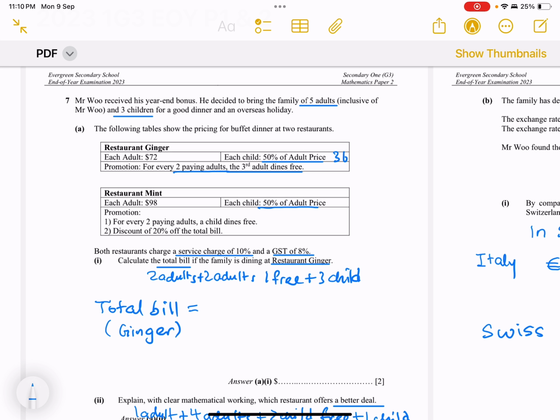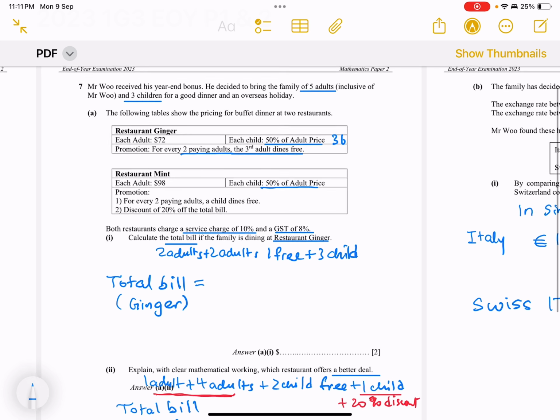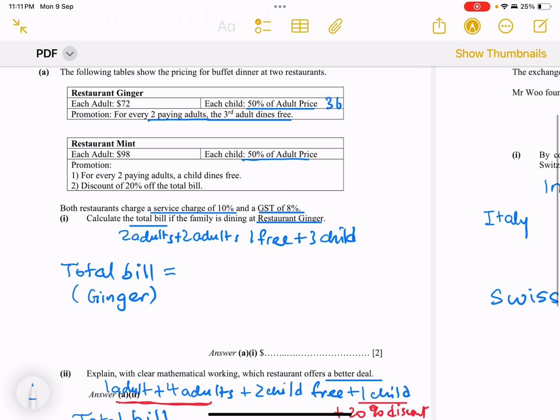In the second restaurant, the adult is 98, the child is 50%, and for every 2 adults, 1 child is free. And there's a discount of 20%. All right, first, both restaurants charge a service charge of 10% and GST of 8%. Right, so find the total bill for the Ginger restaurant.